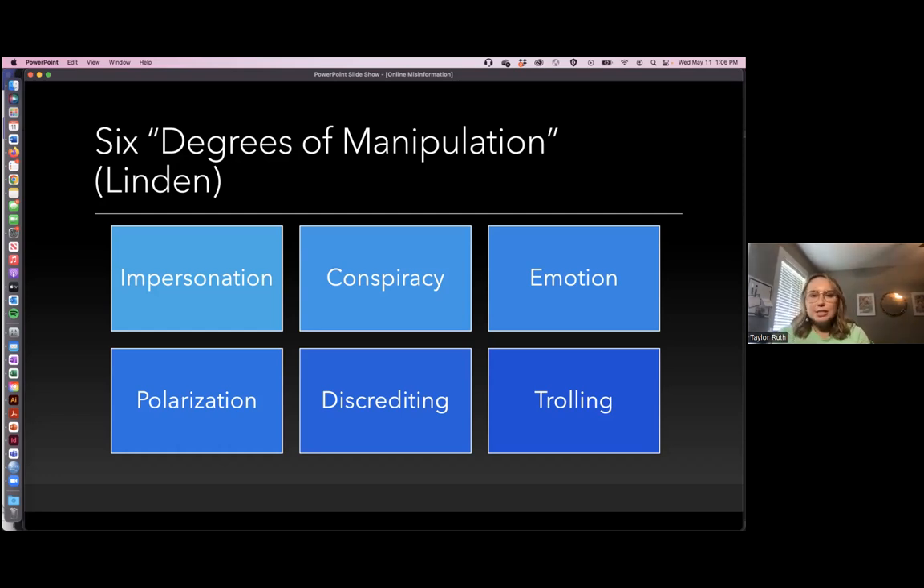So impersonation was one of them. We're seeing this trend online of people creating fake Twitter accounts for different politicians or celebrities to be able to start sharing information from those accounts. That's why you see those blue checks that are verified on Twitter or different social media platforms, because people are starting to impersonate these thought leaders or opinion leaders to try to sway opinion. Also drawing upon conspiracy theories.